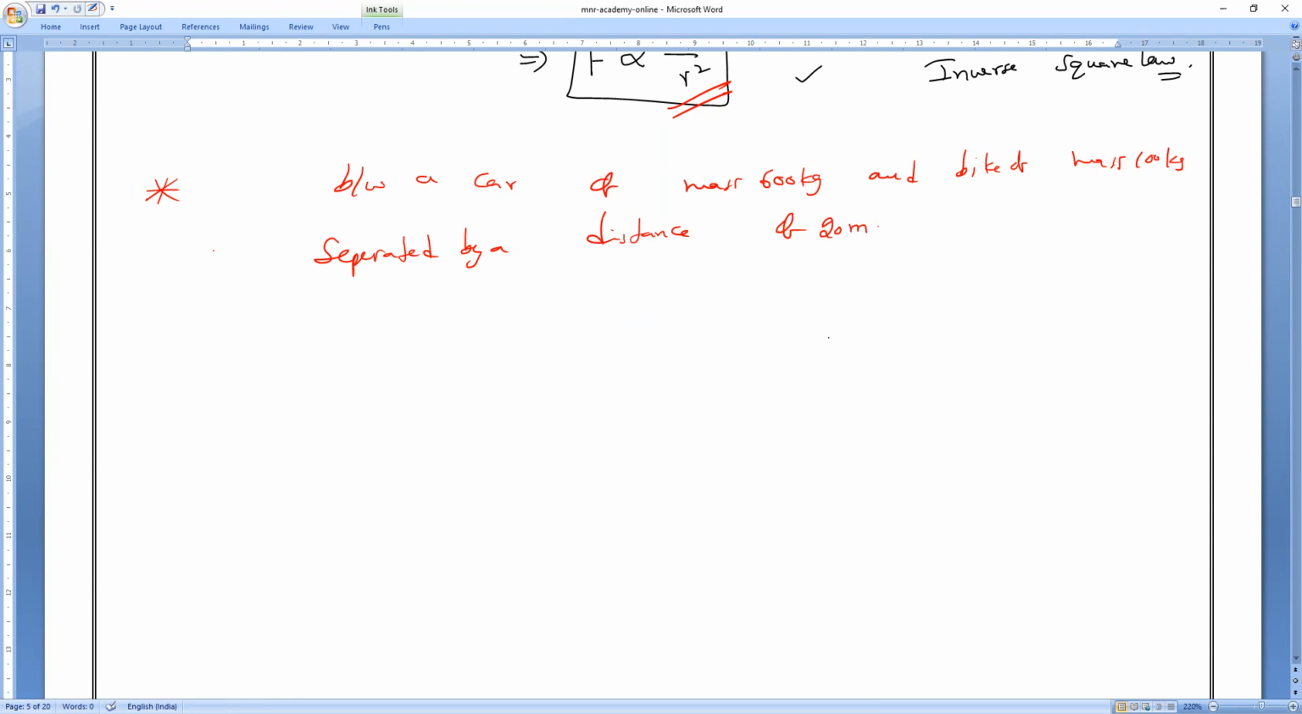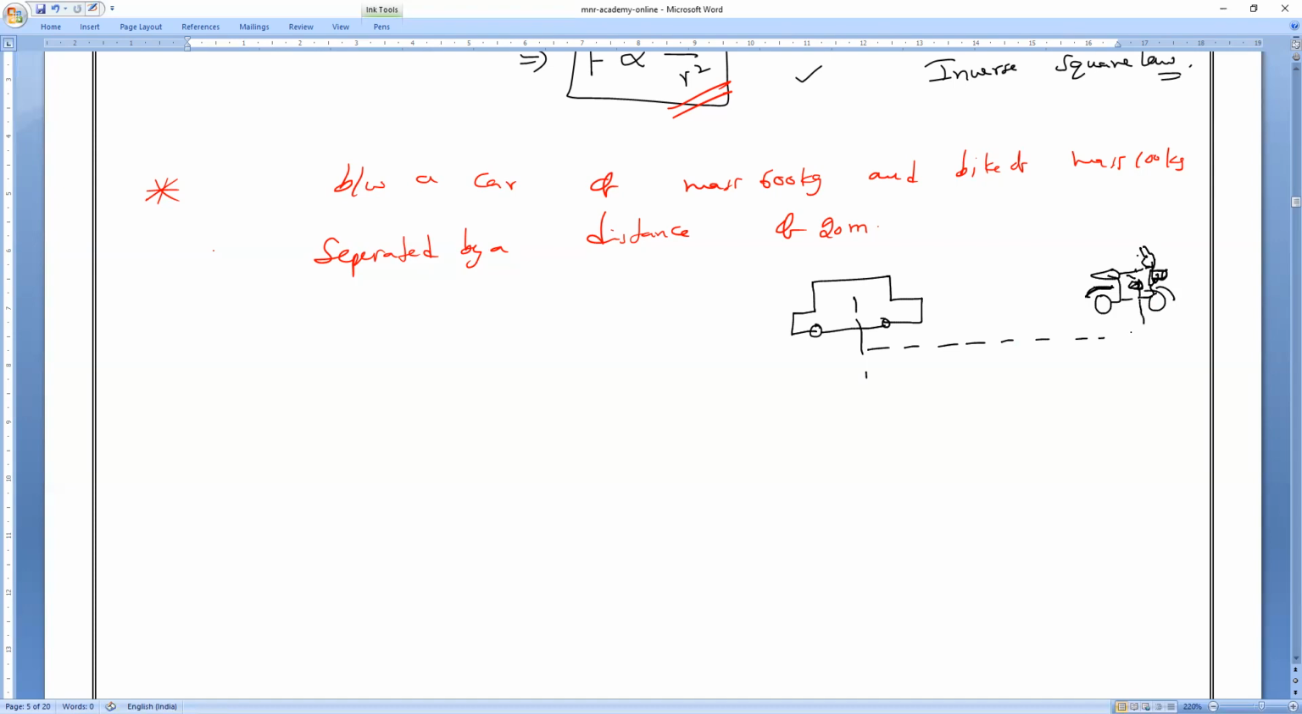So that's why we said it acts between any two objects in the universe, irrespective of their position, irrespective of their shape, and irrespective of their size. Clear, everybody?